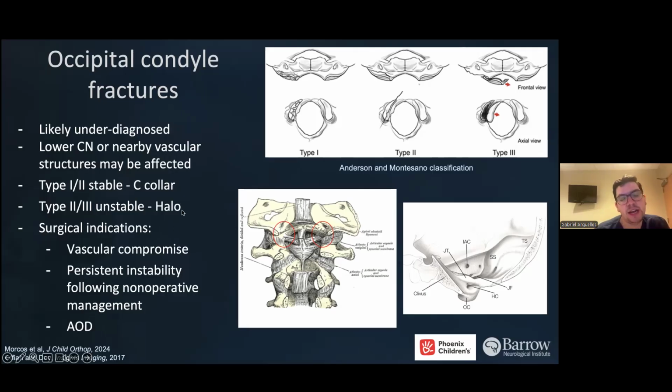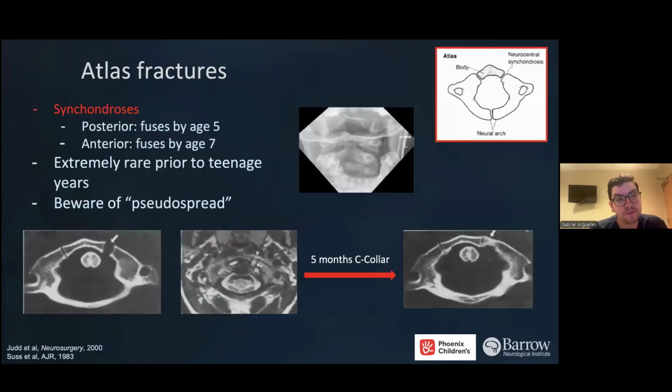So last thing here is cranial nerve injuries are actually present in a third of these patients. So it's actually pretty common to present with cranial nerve injuries. Surgically, again, minority need surgery. Those that have vascular compromise are going to need it potentially. Those with a persistent instability following a trial of non-operative management may need surgery. And those obviously with AOD, that doesn't need much more explanation, may need surgery or will need surgery.